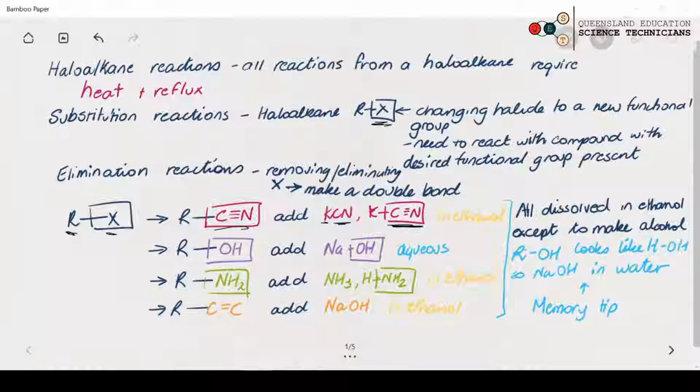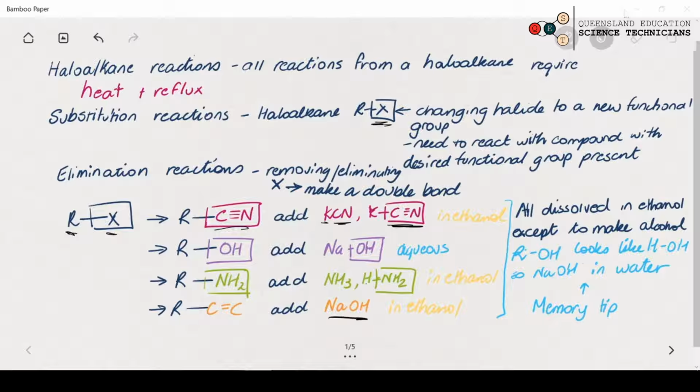If I want my alcohol, I need to add something with an alcohol in it to substitute that functional group. So sodium hydroxide, or a strong hydroxide, we need that to be aqueous, and I'll go through that in a second. Our amine, we need to add something with an amine, and the most common one is adding ammonia, which is basically our NH3, and we do that dissolved in ethanol.